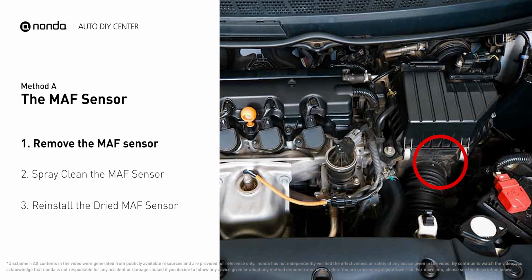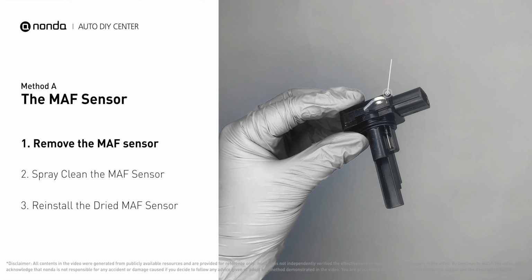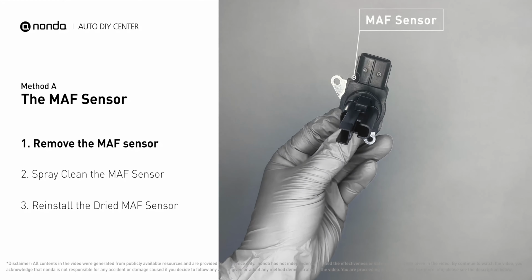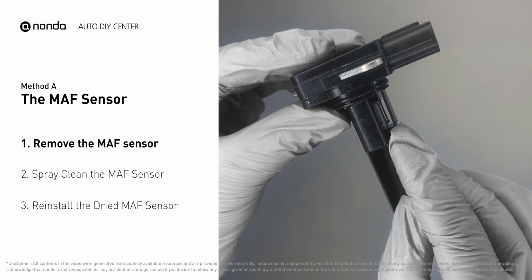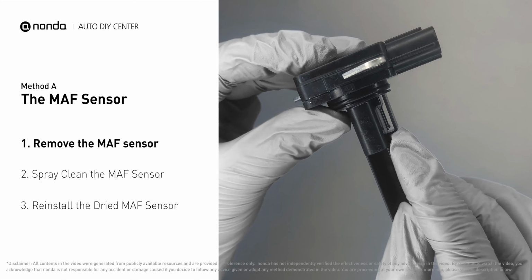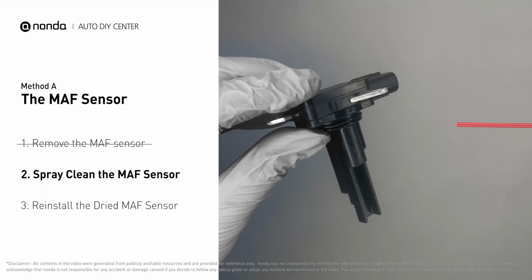MAF sensors are located between the air filter and the throttle body. Carefully remove the MAF sensor from your car and do a quick inspection around. The wire inside often gets dirty and needs to be cleaned. You can spray the MAF sensor cleaner onto the wire perpendicularly to the ground, so that it won't damage the MAF sensor. Reinstall the MAF sensor back in the car after it gets dry.